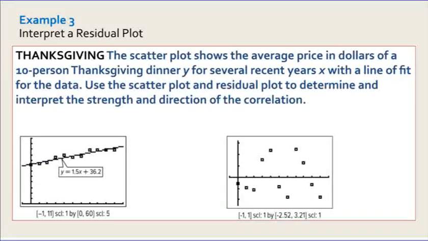So in our example, the scatter plot shows the average price in dollars of a 10-person Thanksgiving dinner, y, for several recent years, x, with a line of fit for the data. Use the scatter plot and the residual plot to determine and interpret the strength and direction of the correlation. If we look at this, we can see in our equation here, we have a positive slope of 1.5. So it is increasing. You can see that the points are very close to the line. So we would say that that's a strong correlation, and it's a positive correlation because it's going up.